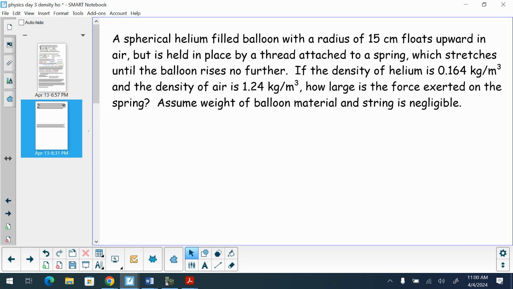A spherical helium-filled balloon with a radius of 15 centimeters floats upwards in the air. Helium floats. Makes our voice very funny. But it is held in place by a thread attached to a spring, which stretches until the balloon rises no further. The density of helium is 0.164 kilograms per meter cubed. Density of air is 1.24 kilograms per meter cubed. How large is the force exerted on the spring? Assume the weight of the balloon material and string is negligible.